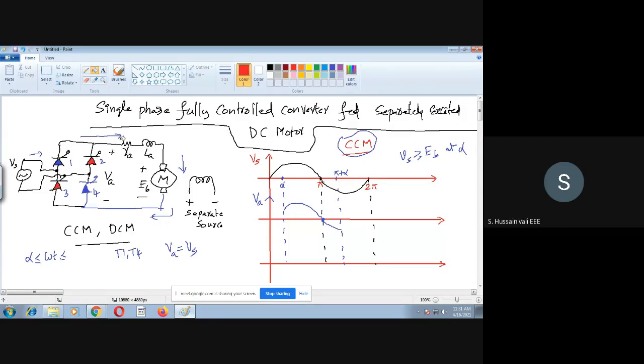So 2 and 3 will conduct now. Before we go to that, let me complete this. Till which time are these conducting? They are conducting till pi plus alpha. So from alpha to pi plus alpha, T1 and T4 will conduct, so VA is equal to VS. Now the next mode is from pi plus alpha.